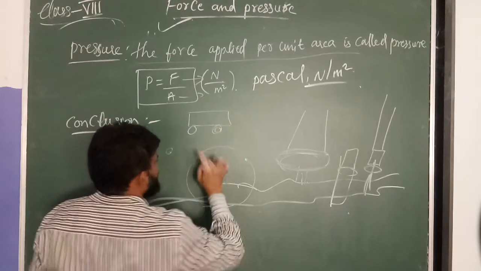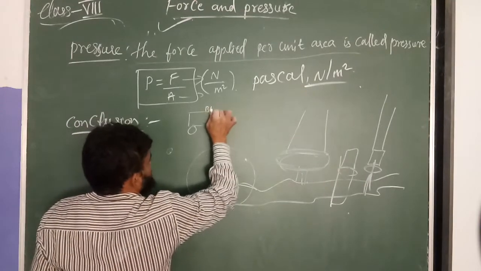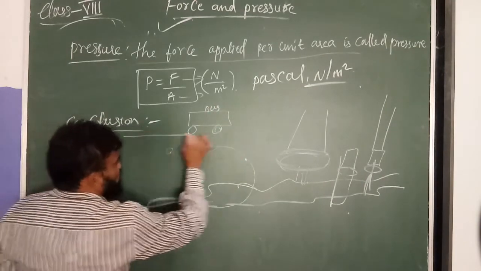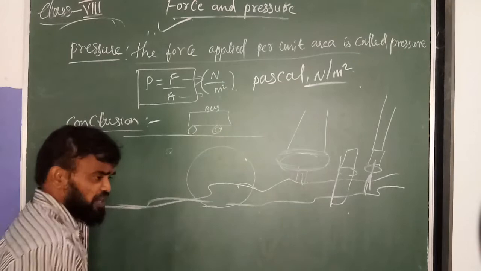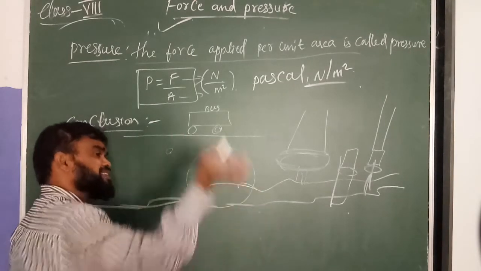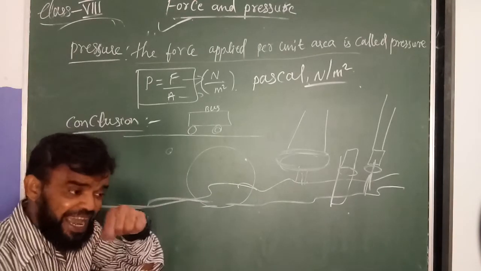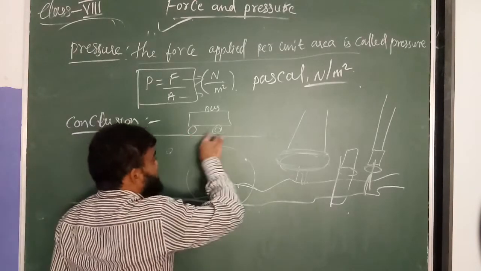On the back side of the bus or lorry, you see it has two tires. On the right side 2 tires, and on the left side also 2 tires. Why? The front may be single, but here it is double.